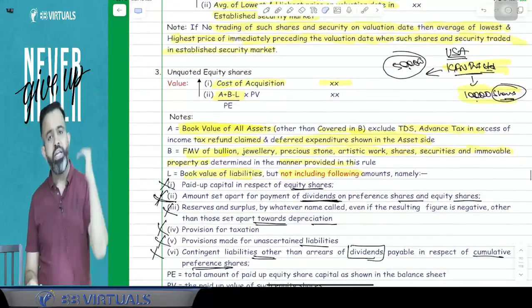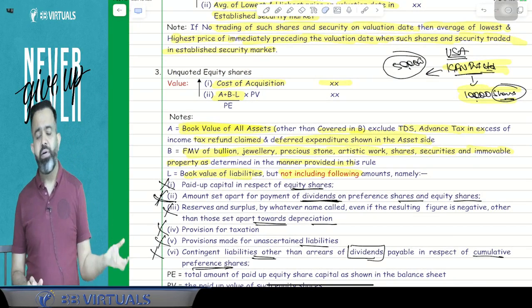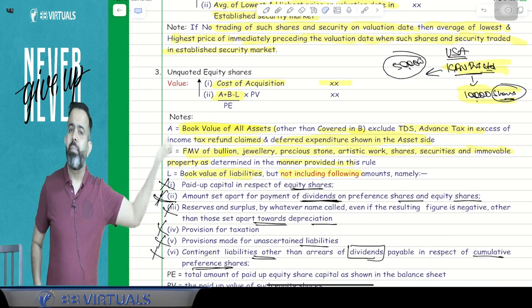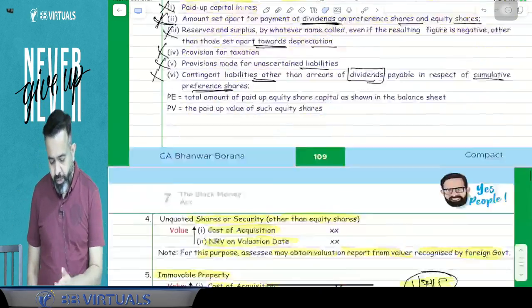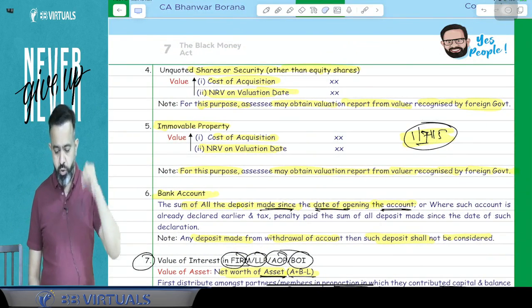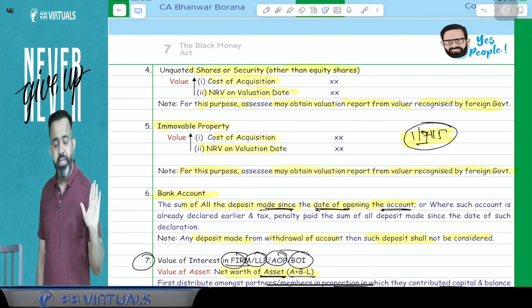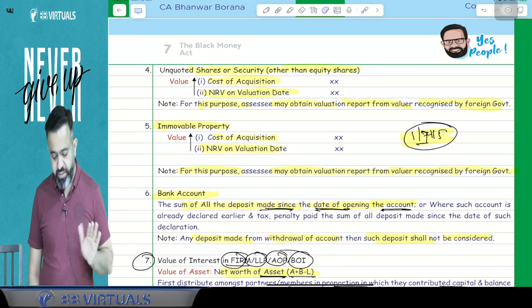In case of unquoted equity share, just find out the net worth of that company, divide by total paid up share capital, and multiply by the paid up share capital held by you. Next, unquoted share and security other than equity share: cost of acquisition or NRV on valuation date, whichever is higher. Immovable property: cost of acquisition or NRV on valuation date, whichever is higher.